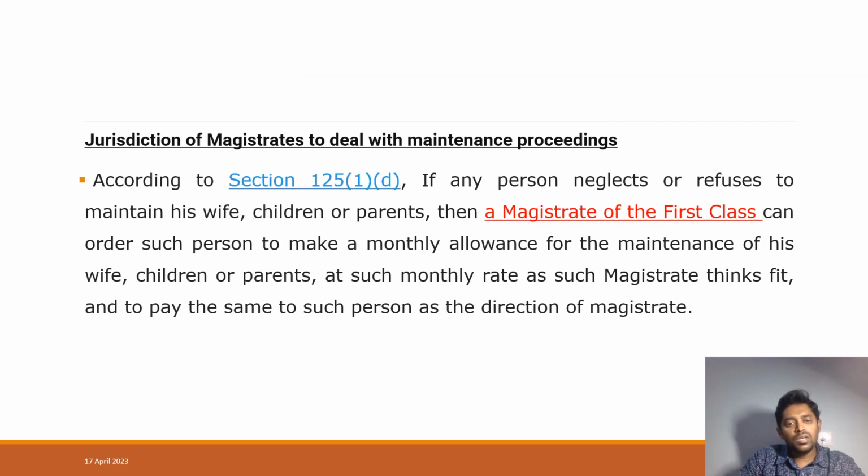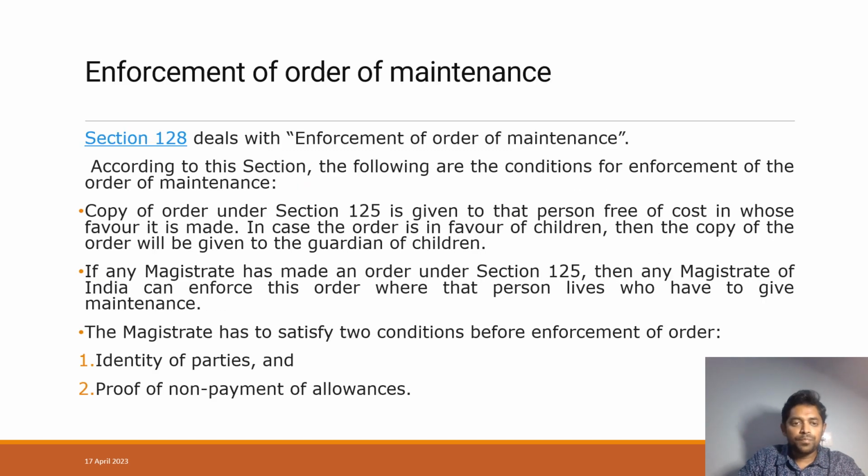Jurisdiction of magistrate to deal with maintenance proceedings. According to Section 125(1)(d), if any person neglects or refuses to maintain his wife, children, or parents, then a magistrate of first class can order such person to make a monthly allowance for the maintenance of his wife, children, or parents at such monthly rate as such magistrate thinks fit, and to pay the same to such person as the magistrate directs.